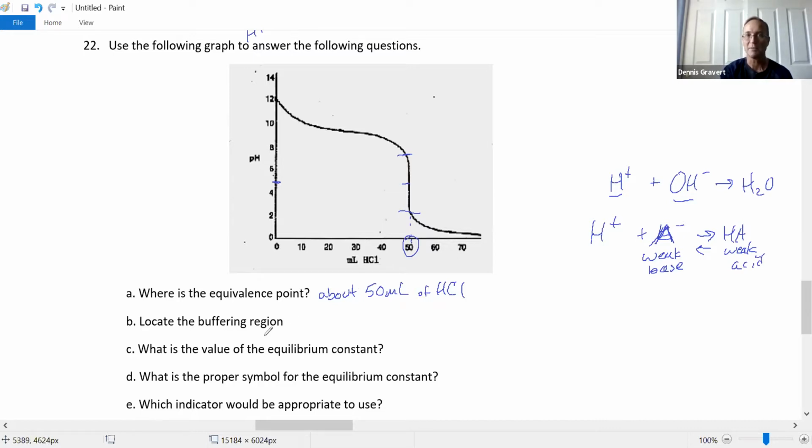Cool. Locate the buffering region. What's a buffer? Something that resists changes to the pH. So as you add more acid, if it was HCl added to pure water, the pH would be falling very rapidly. But it's not. It's leveling off right here. It started dropping pretty quickly, but look, you added 10 milliliters and it went from pH 12 down to 10. You add another 10 milliliters, and it really didn't change much. Another 10 milliliters, and another 10, then this is your buffering region.